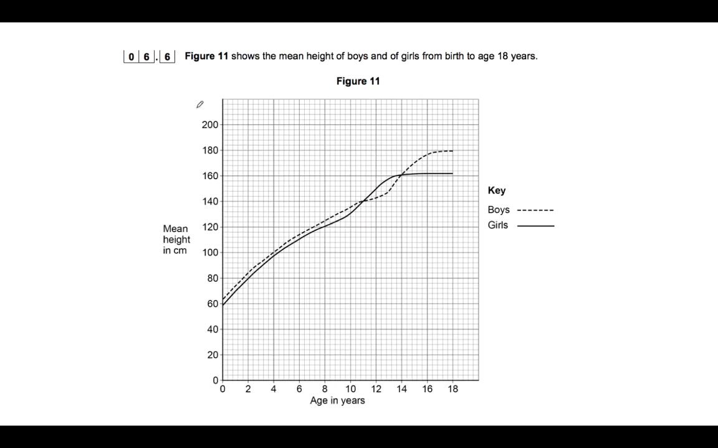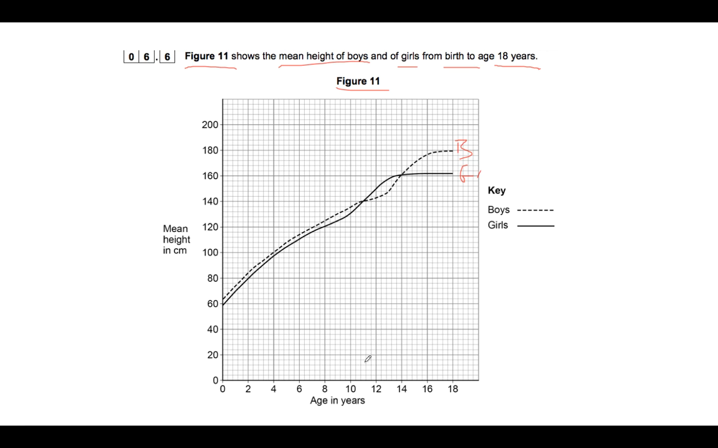So here we are at figure 11 in question 6.6. This is the last question on the paper now. And figure 11 shows the mean height of boys and girls from birth to age 18. And we can see here the dashed line, boys, and the bold line, girls.